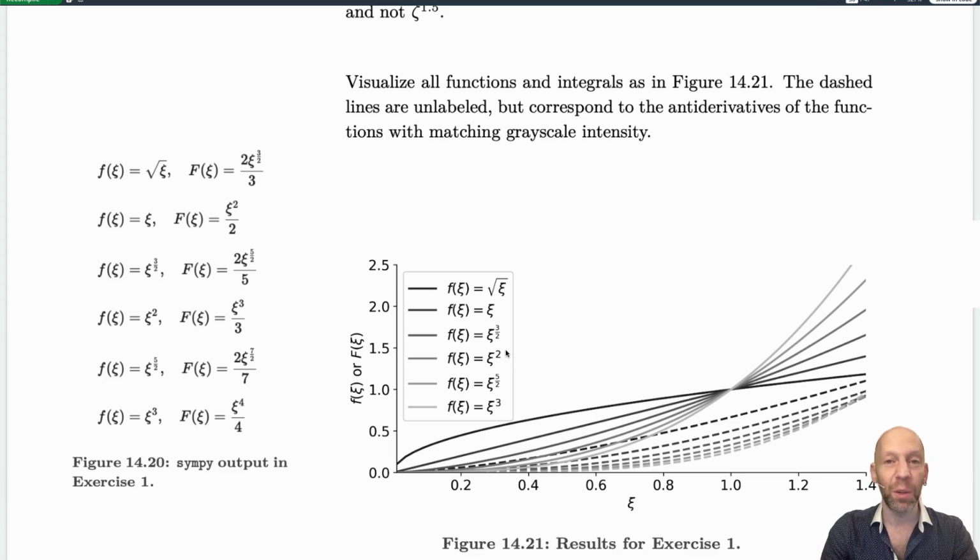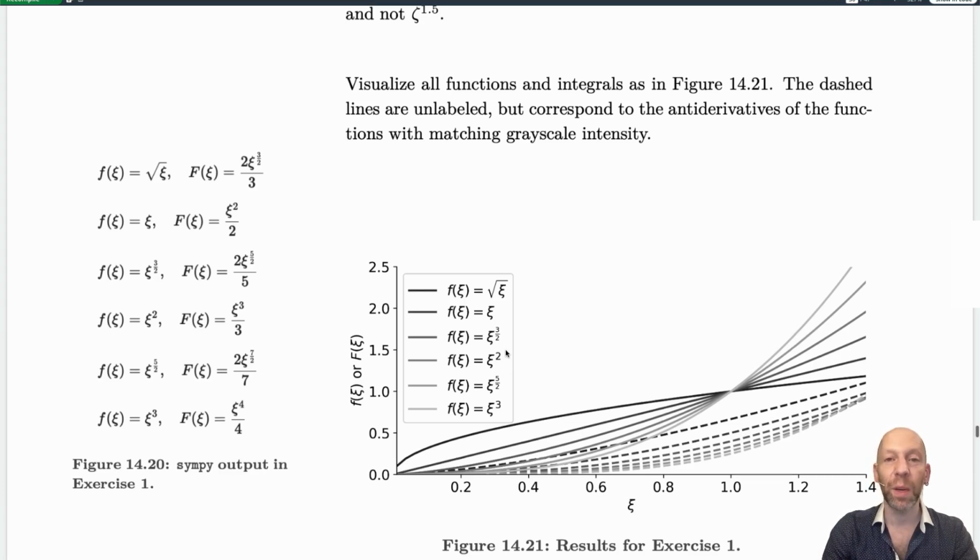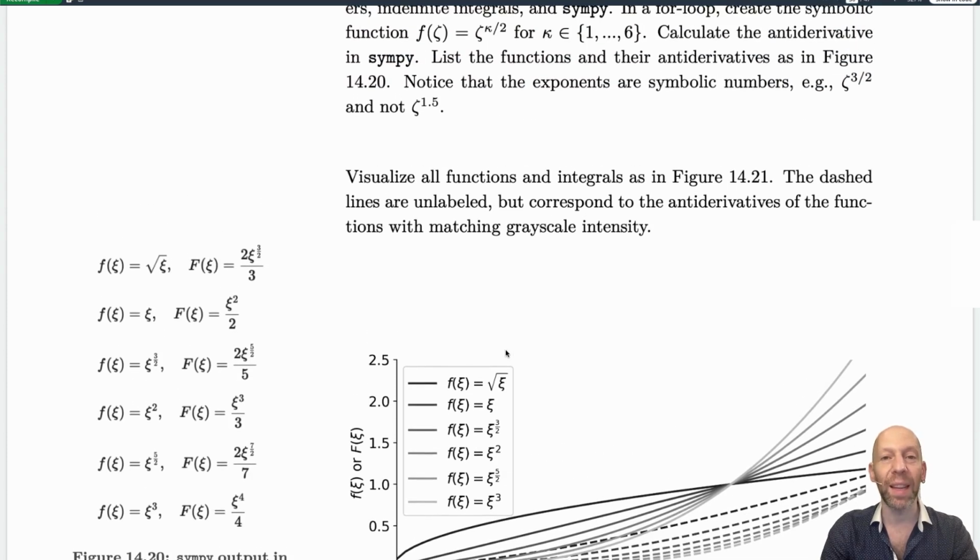So that's all you want to do, basically just to give you some more experience working with SymPy and integration and converting to NumPy to visualize in Matplotlib. Last thing I will mention before switching to Python is to make sure that the exponents are symbolic numbers. So you want zeta to the power of 3 divided by 2 and not zeta to the power of 1.5.